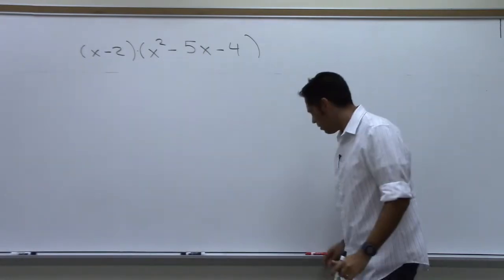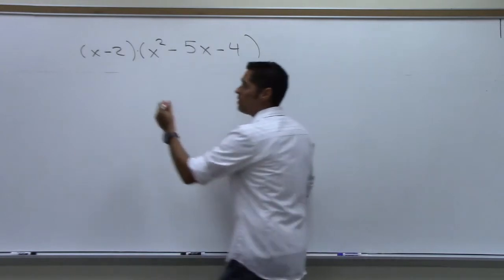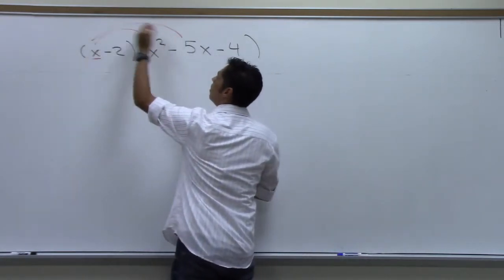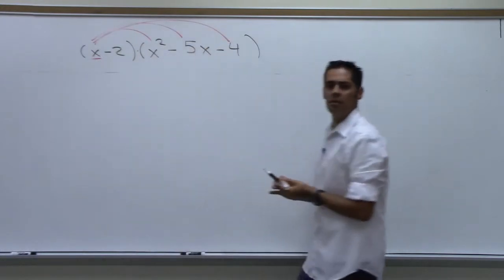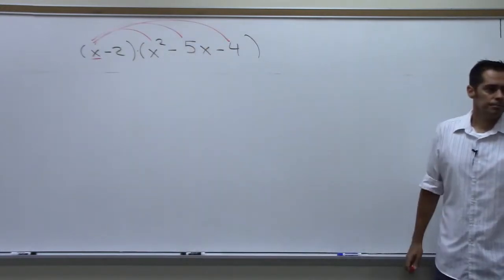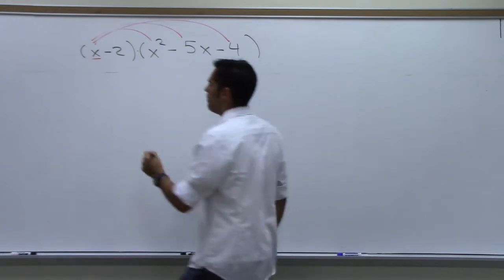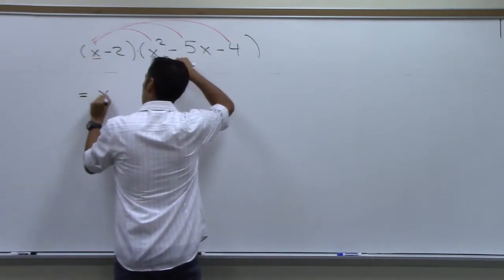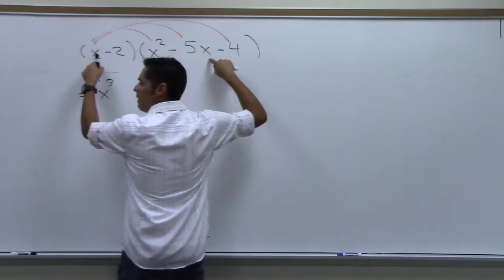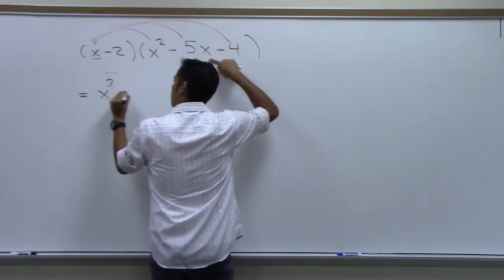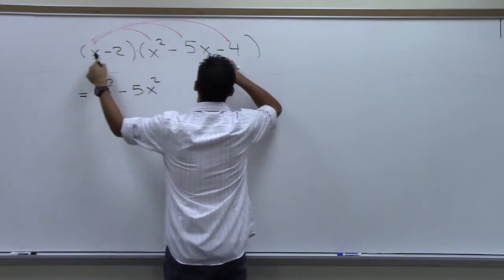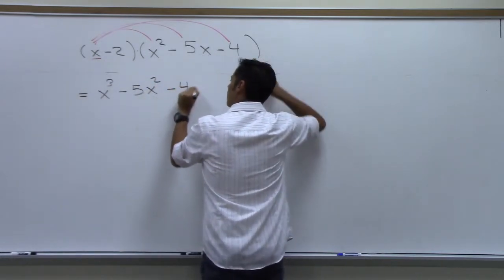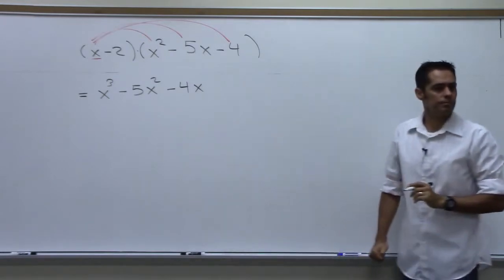So let's follow the process I just said. You're going to start with the x, and you're going to pass that x through to all 3 terms of the trinomial. So let's do that. What do you get? x times x squared, x cubed. x times negative 5x, negative 5x squared. x times negative 4, negative 4x, right? We all good with that?